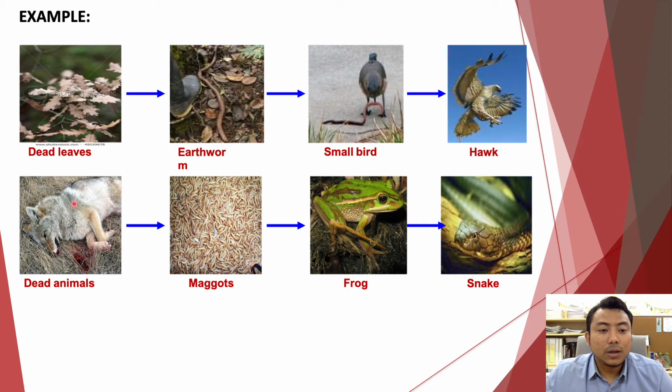So here's another example showing you the detritus food chain. Dead leaves eaten by the earthworms, eaten by small bird, eaten by hawk. Dead animals is eaten by maggots. Maggots ni yang ulat-ulat ni, ulat berengga I think in Malay is called, and then eaten by frog, and then frog is eaten by snake.